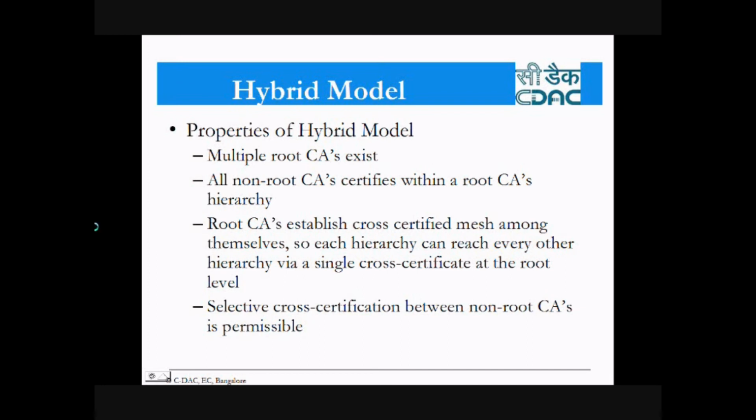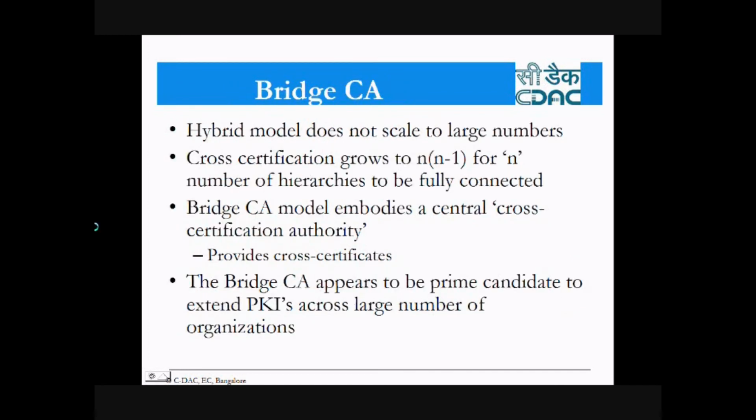Selective cross-certification is also possible. The root certifying authority of India can selectively cross-certify a handful of nations, or a couple of other nations' root certifying authorities, which is also permissible. Now, the problem with the hybrid model is that it cannot scale to large numbers. There are 200 plus, say 250 countries in this world. Then you have to cross-certify all the 249 countries. So basically, cross-certification grows to n into n minus 1 for n number of hierarchies to be fully connected, which is a very tedious and cumbersome process.